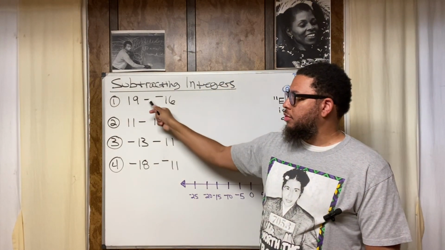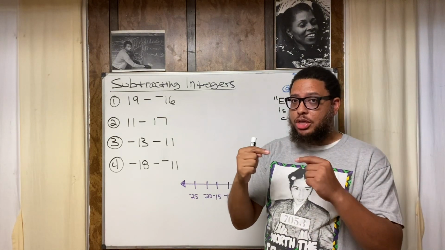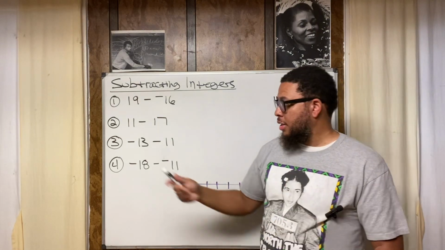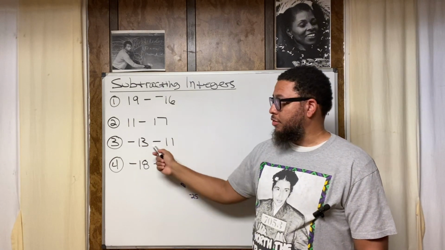All right, now look, before we do number 1, something else I want to tell you about is whenever you see a double negative. This is called a double negative. Whenever you have two minus signs next to each other. Notice this: this is not a double negative.